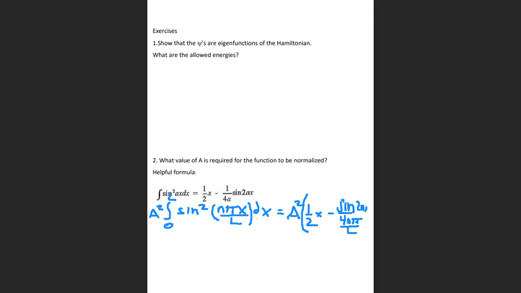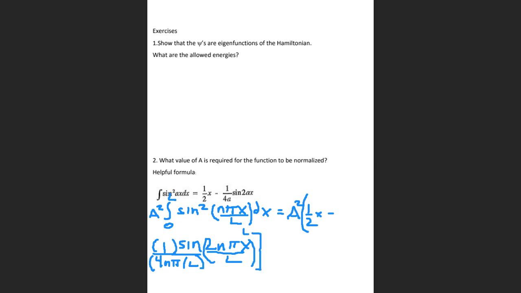Bring it down here. Minus 1 over 4n pi over L, sine 2n pi x over L. Okay, and again, this whole thing, 1/2 x minus sine 2n pi x over L over 4n pi over L, is being evaluated from L to 0.